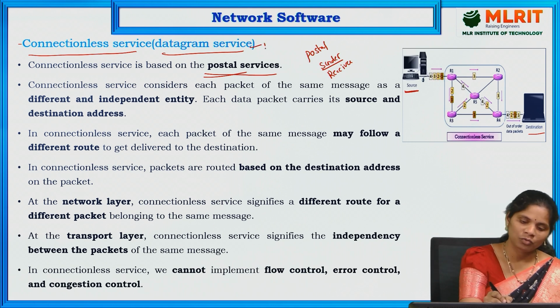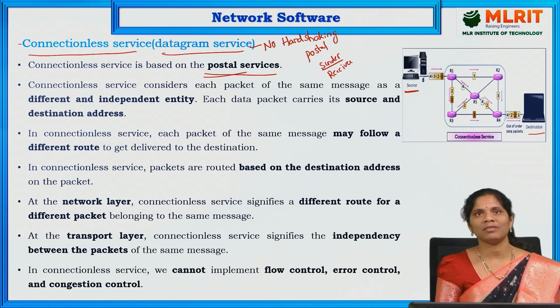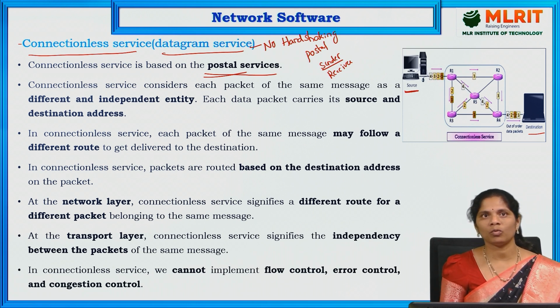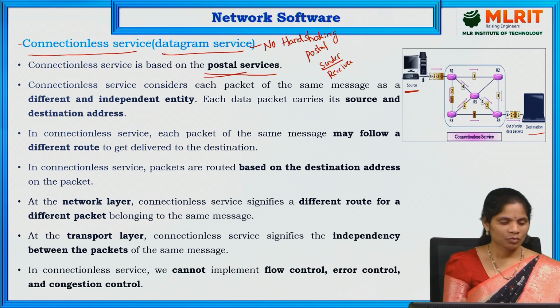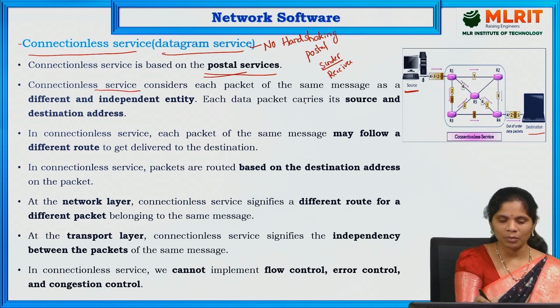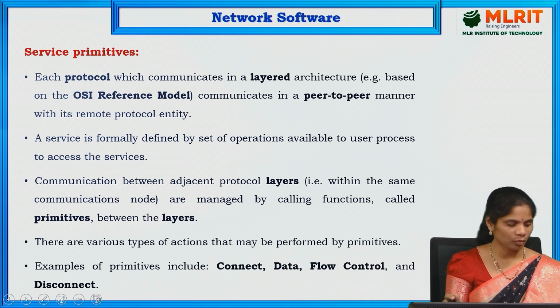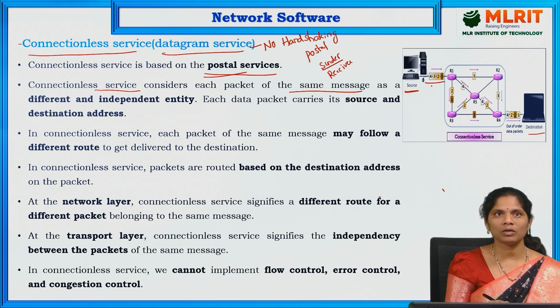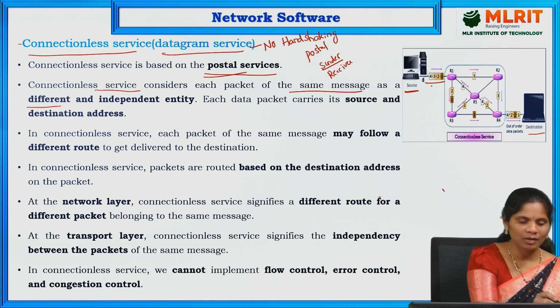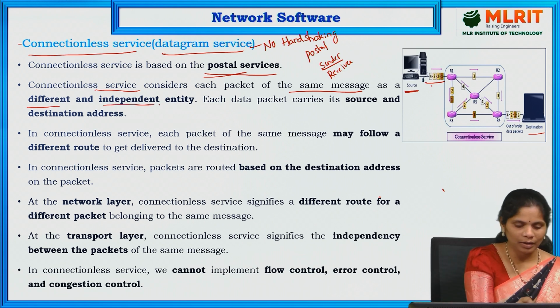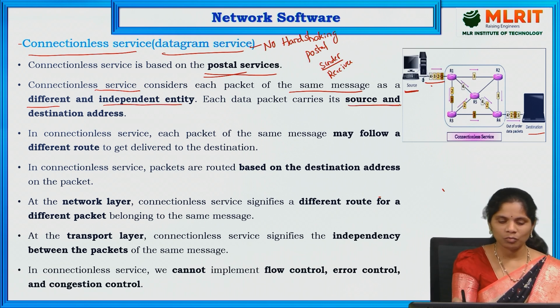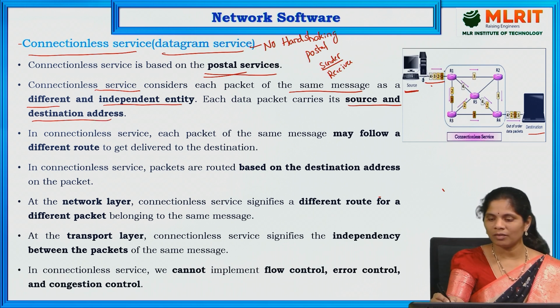So here there is no handshaking. Handshaking means the sender is sending the data, but whether the receiver received it or not, the sender doesn't know. That is no handshaking. This connectionless service is mainly talking about the same message, 4321, in the form of packets. The same message can be divided into different pieces, and each is an independent entity. Each packet carries the source and destination address. So here 4 packets are there: 1, 2, 3, 4.